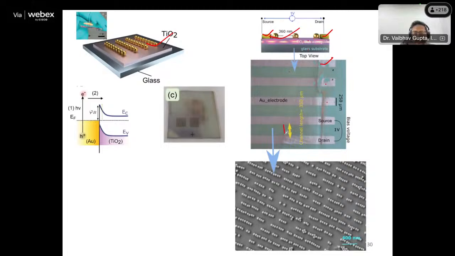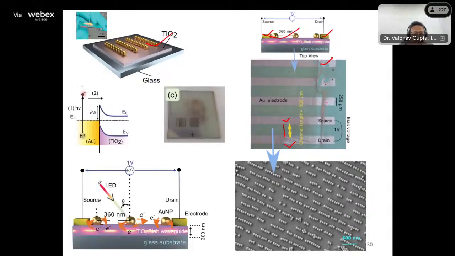And this much length is called the channel length. Because I'm using this and this electrode, I have given a voltage, and this channel length is roughly 350 micrometer. Now I will shine light on this sample. As I explained, as soon as I shine the light, a lot of hot electrons will get created and these electrons will move towards the TiO2. Because of that, the conductivity of TiO2 will increase and the resistivity will go down.